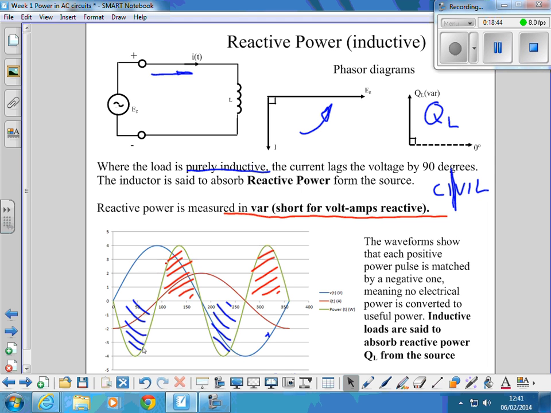So this sign, that it absorbs, or is a positive use of reactive power, means that we've got a positive phasor for it. It's pointing 90 degrees upwards. And that'll become a little bit clearer when we've covered the other reactive power, the capacitive reactive power, in a minute. Is everyone okay with that?